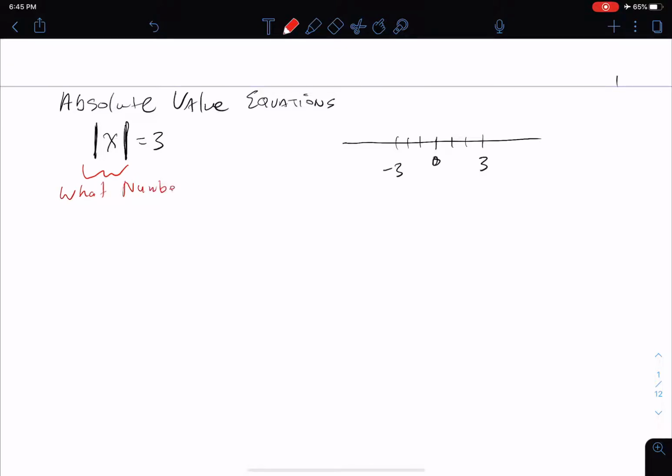If we have the absolute value of x equals 3, we're saying what number or numbers have a distance equal to 3 from 0? So I'm looking for the number or numbers that have a distance equal to 3 from 0. So this is exactly 3 units from 0, and what number is it? 3. So one answer would be x equals 3.